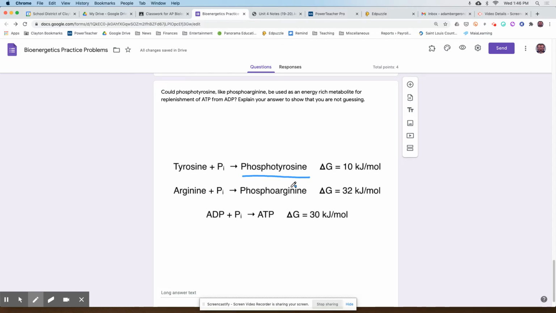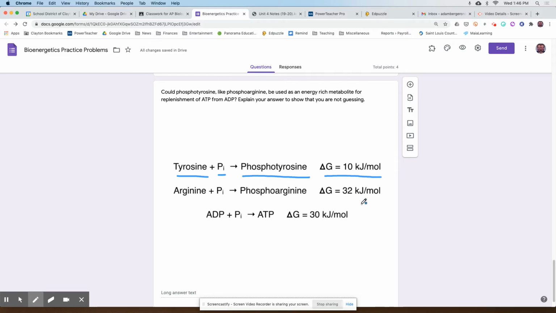Okay, so similarly to what we've done before, we can see that the synthesis, or really the addition of this phosphate group to tyrosine, has a positive delta G value. So that's going to be an endergonic, non-spontaneous process.